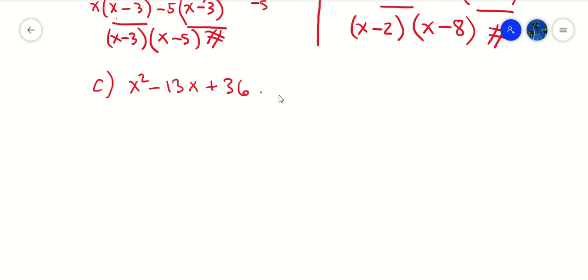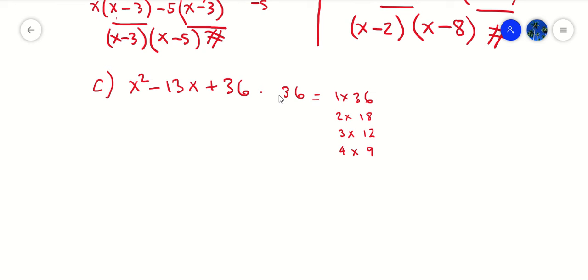Part C of example 1. What is your C? 36. What are the factors of 36? 1 times 36, 2 times 18, 3 times 12, 4 times 9. All I'm doing, just put down the factors, na tuna look katika factor ambayo itatupa negative 13.